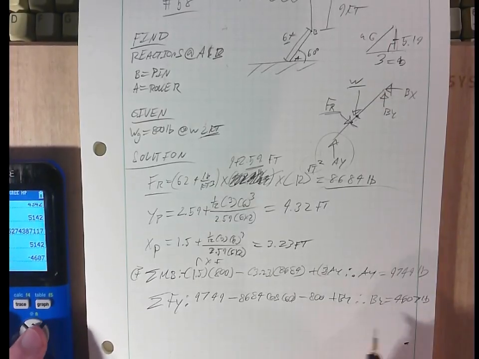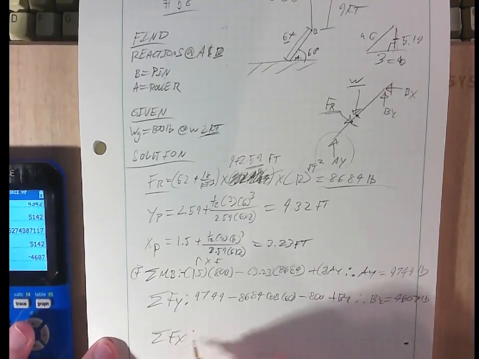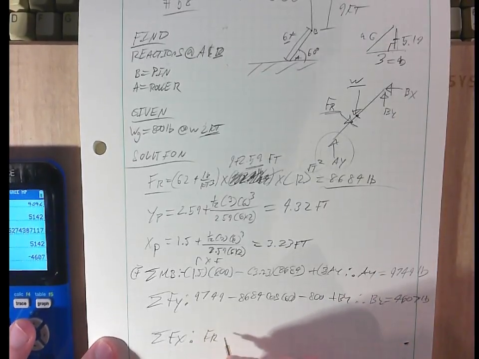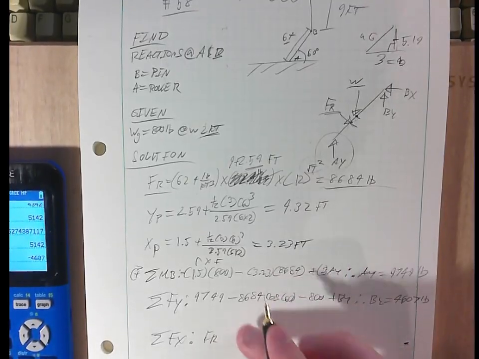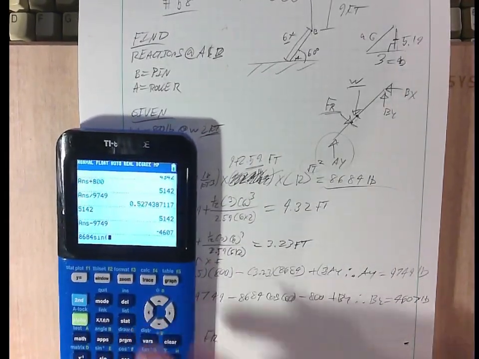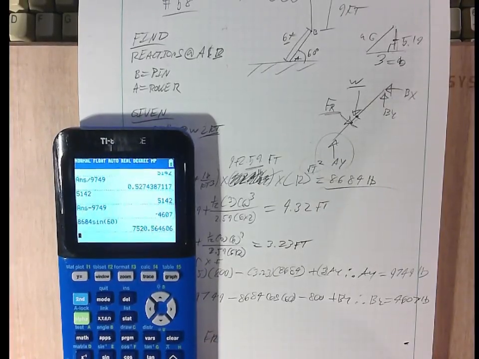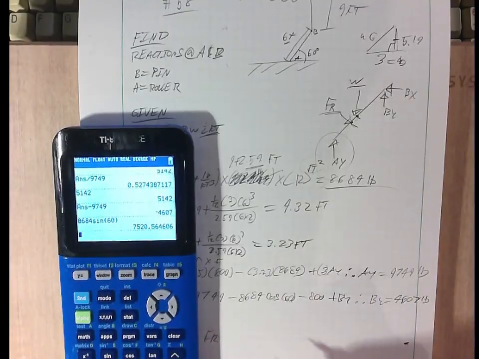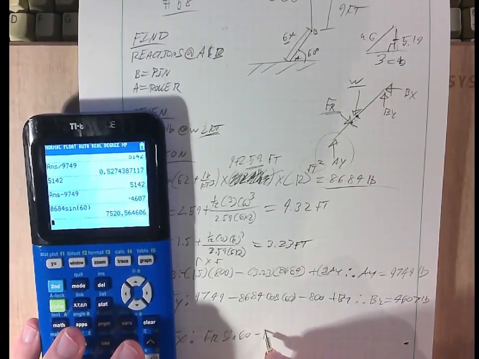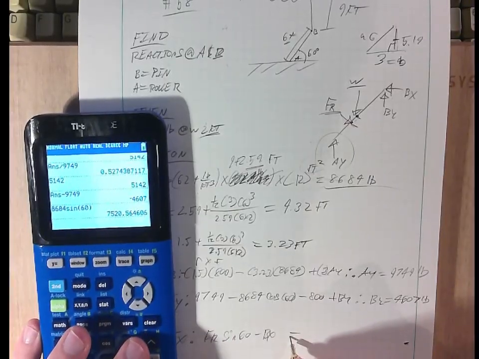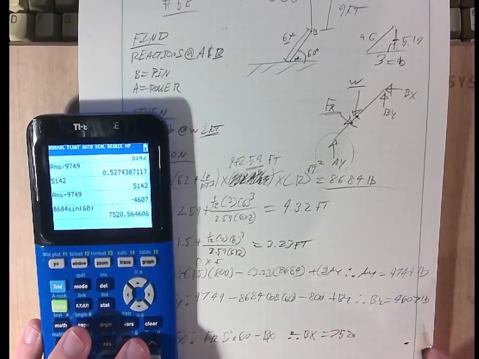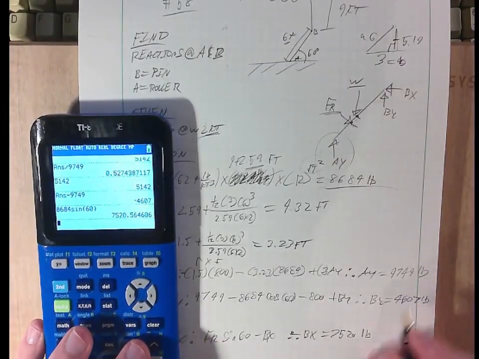and sum of the forces in the X, we're going to have FR. This is just going to be FR sine, this is going to be 8684 sine 60. That's it. It's going to be FR sine 60 minus BX. So therefore BX equals 7520 pound. Now it would make sense to make this kips, so all we're going to do is divide each of these by 1,000.